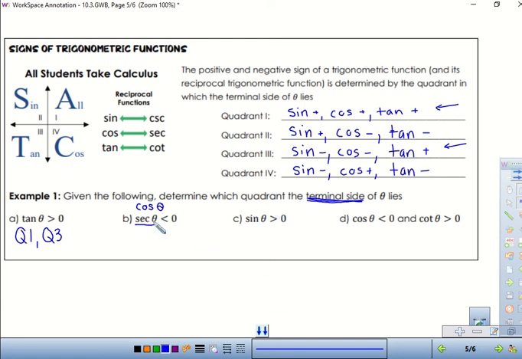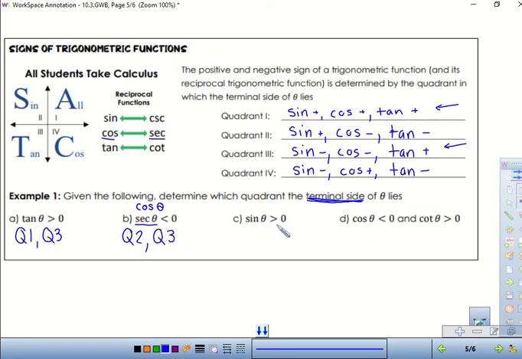So this one here is secant, which corresponds with cosine. See how secant and cosine correspond with each other. So this one is saying where is secant negative, because less than 0. So basically they're asking you where is cosine negative. What two quadrants is cosine negative in? Good, 2 and 3. So remember the reciprocal follows its original, always.